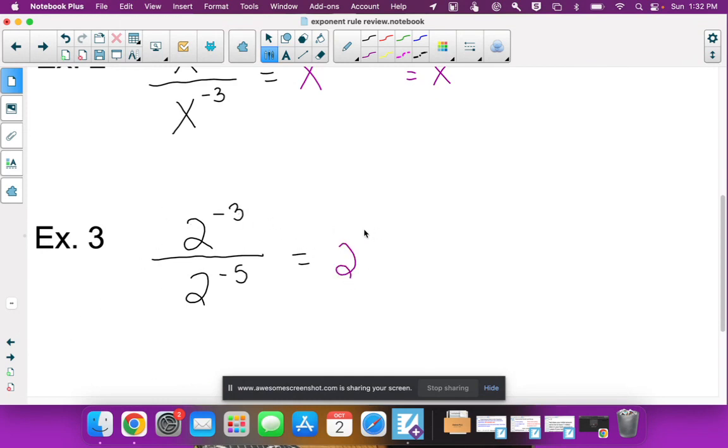So again, numerator minus denominator, negative 3 minus negative 5. And remember, you've got your double negative, so that's going to become addition. If you get stuck, grab a calculator. That's what it's for. This is going to be 2 to the second power. Okay, so that is your subtraction rule.